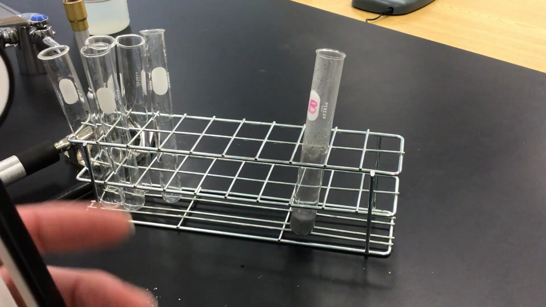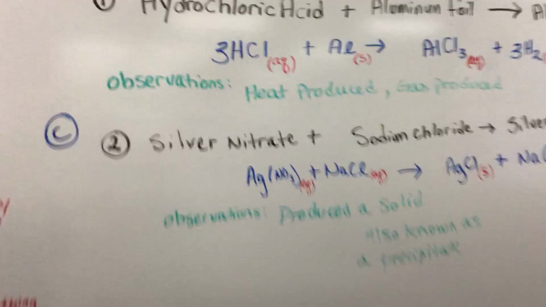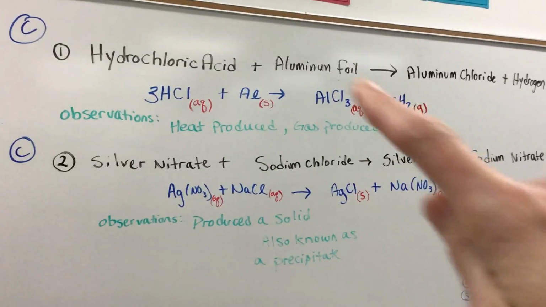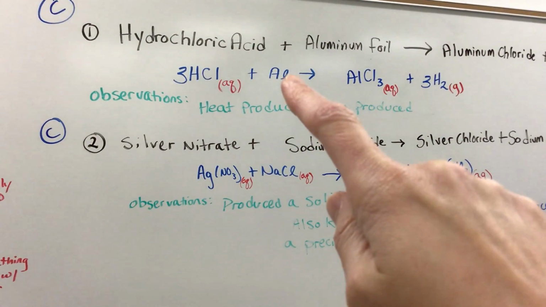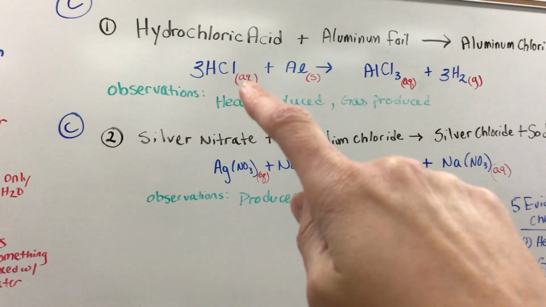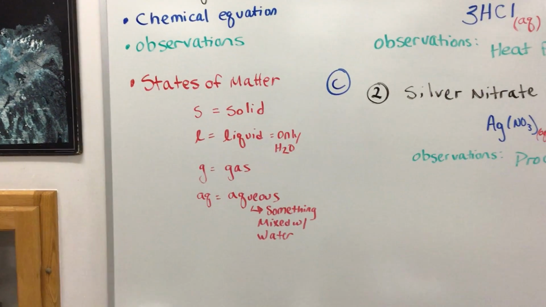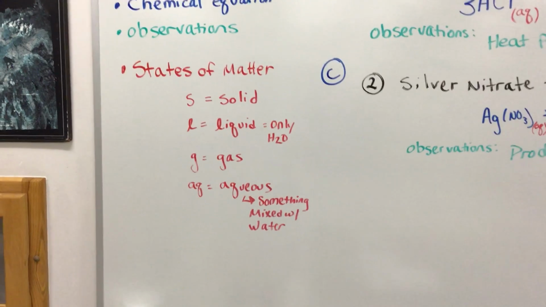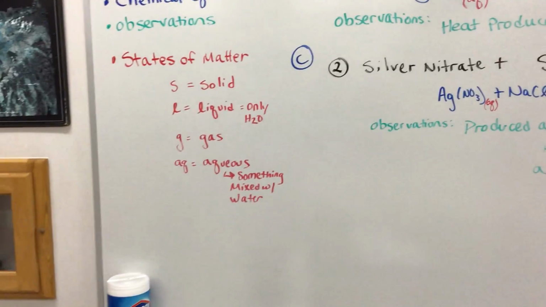All right, so now I'm going to show you really quickly the equation that you should have. So we started with our hydrochloric acid and aluminum foil, so that is HCl plus Al. So we have our states of matter. Aqueous means that it's something mixed with water. So it's not actually water, but it's something mixed with water. So it's soluble, applying what we learned in our lab on Tuesday and Wednesday.